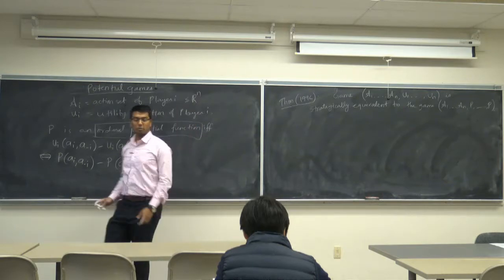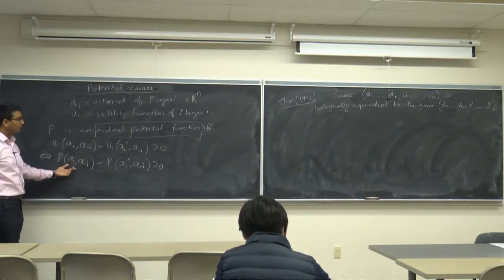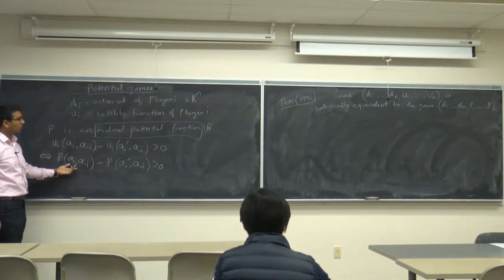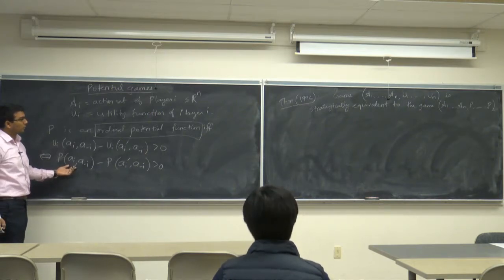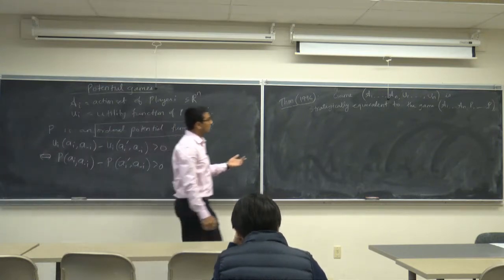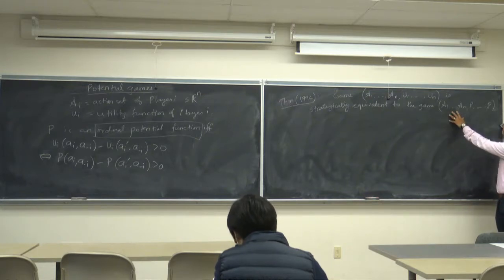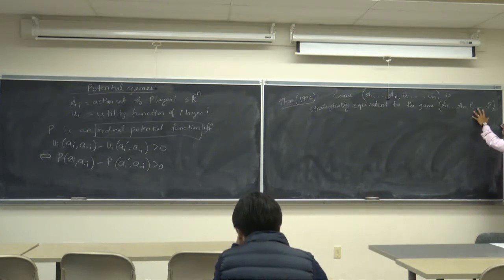So you started with a game that was non-zero sum, but it had a certain property. It had some ordinal potential function. And what they actually proved is, if such a potential function exists, then you consider another game where the action sets are the same, but the utility function is just the potential function. So all the players have the same utility function.